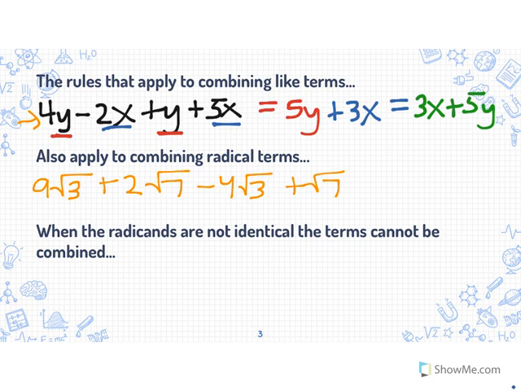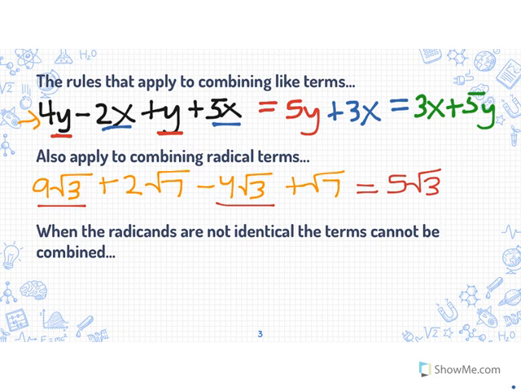So I'm going to combine my like terms like I just did with the previous example. I see that I have a square root of 3 here and a square root of 3 here. The first one I had a positive 9, the second one I have a negative 4. So we have a positive 5 root 3.